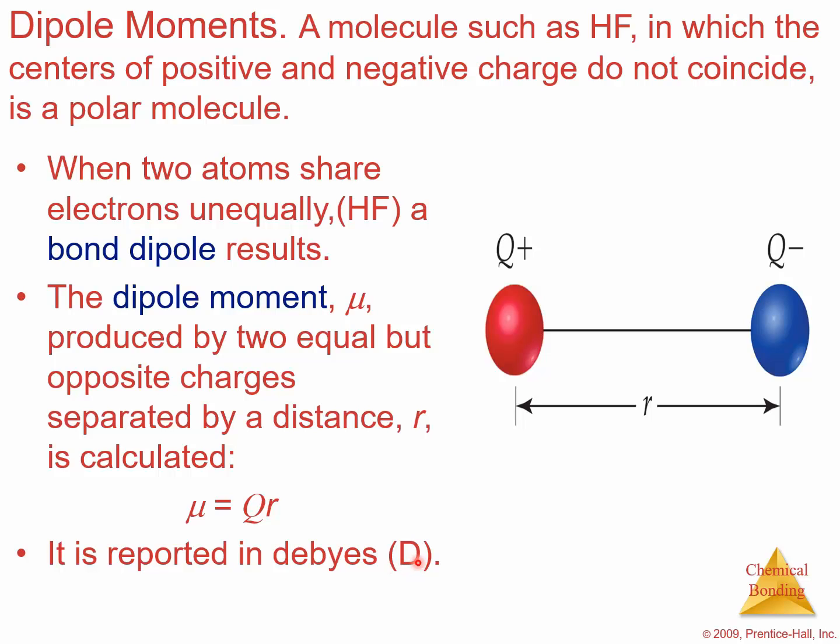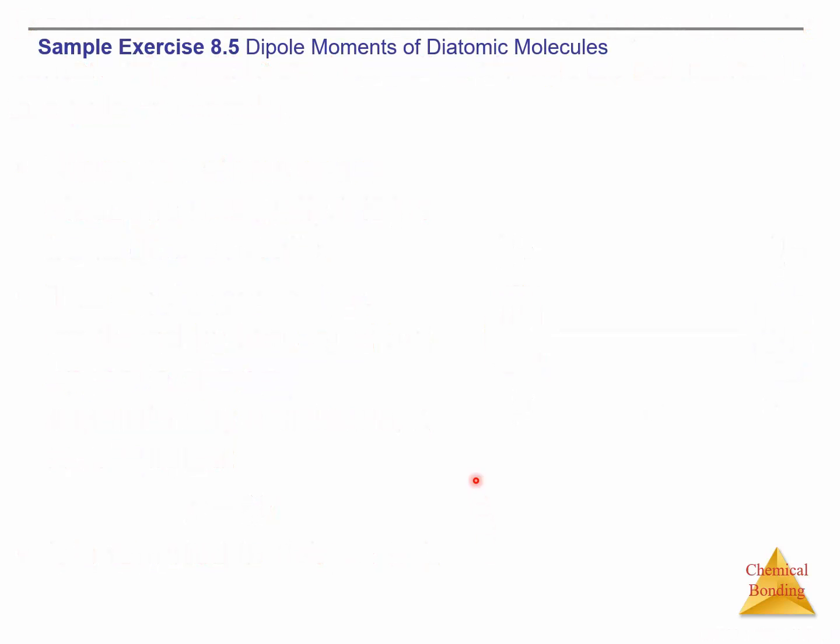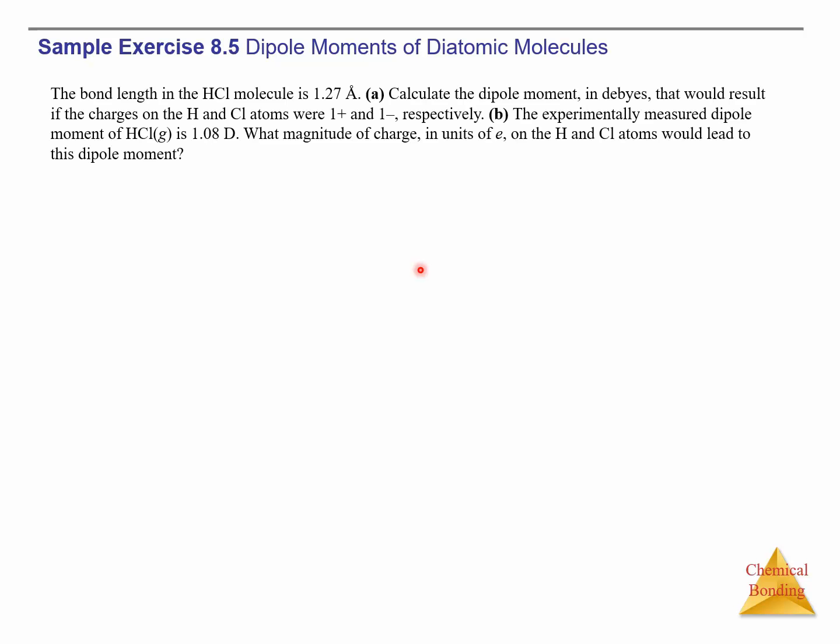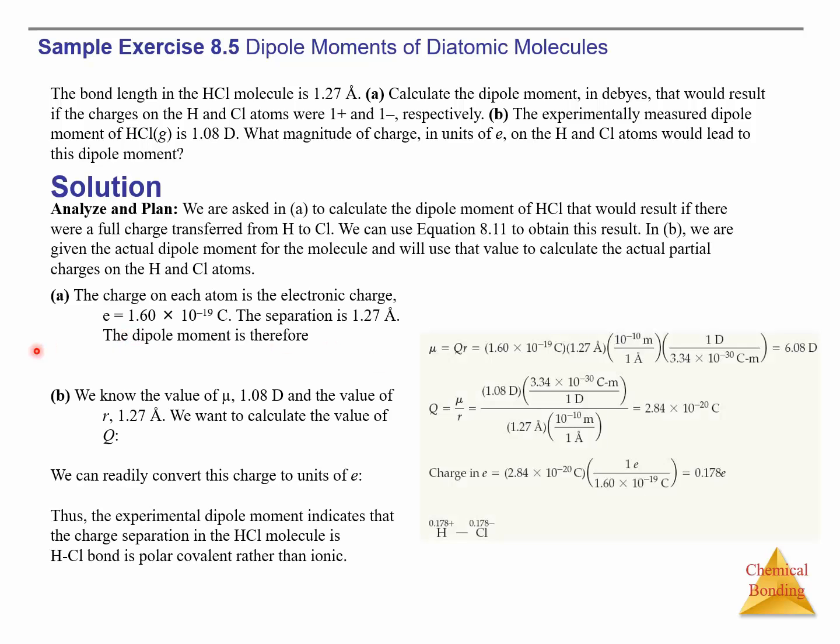So measurement of the dipole moments can provide us with valuable information about the charge distribution in a molecule, as it is illustrated in sample exercise 8.5. Now, the bond length in the HCl molecule is 1.27 angstrom. Calculate the dipole moment in debyes that would result if the charges on the H and Cl atoms were +1 and -1 respectively. So let's start with this part.